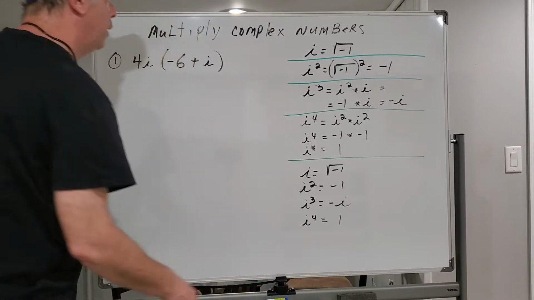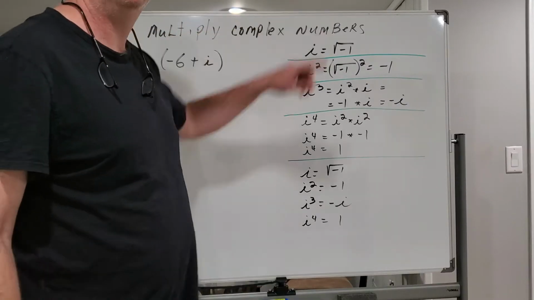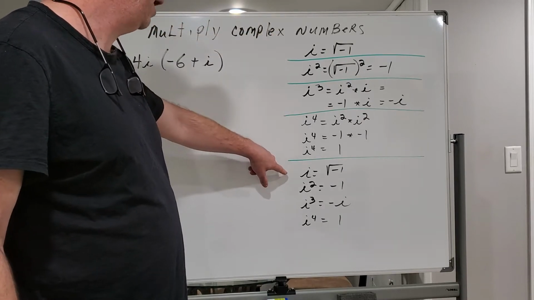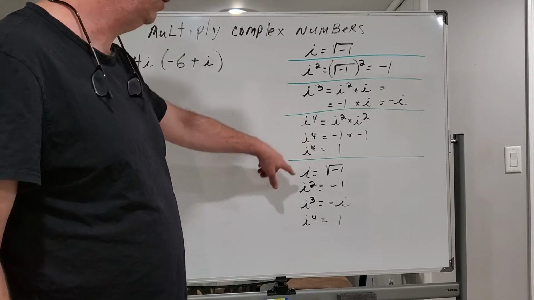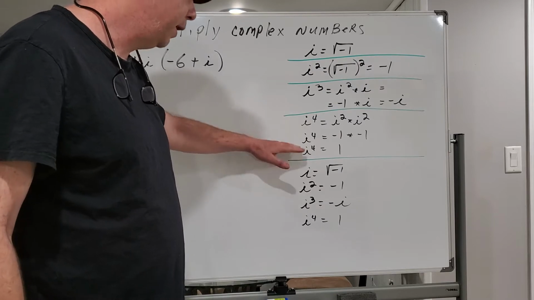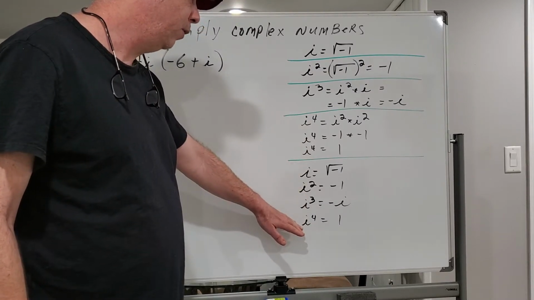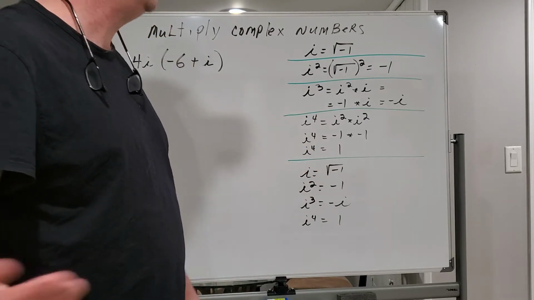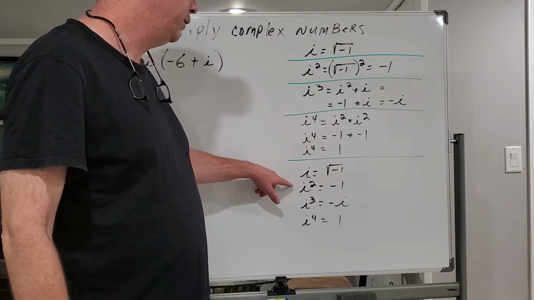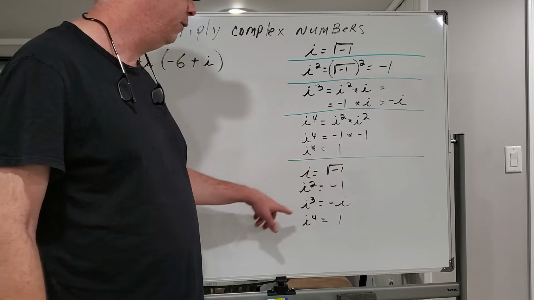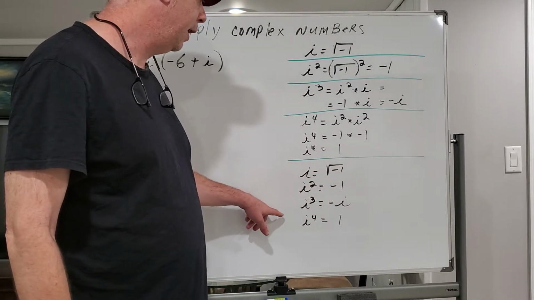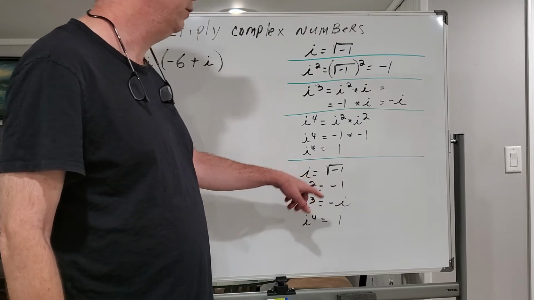Okay, so we're going to go over multiplying complex numbers. But the first thing that's going to help us is to know what happens when we take i and raise it to a power. So right down here at the bottom, I have all the answers to that. i is equal to the square root of -1, which is what we started off with. i squared is equal to -1. i to the third is equal to -i, and i to the fourth is equal to +1.